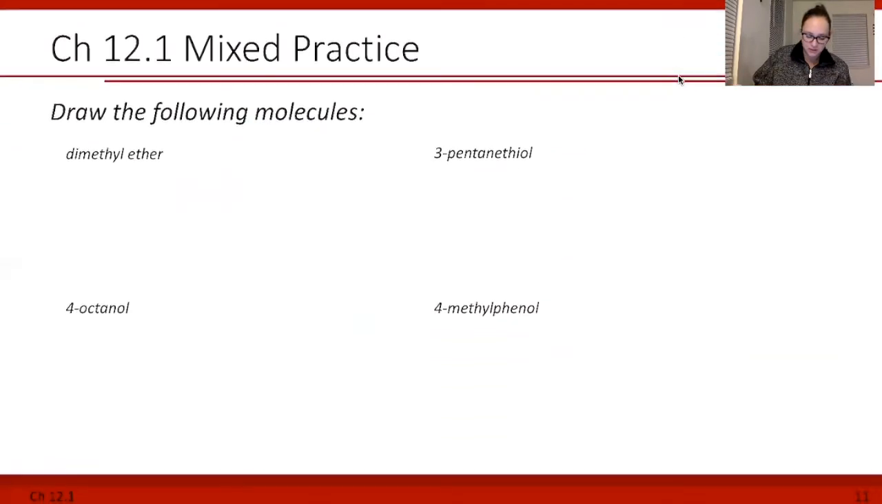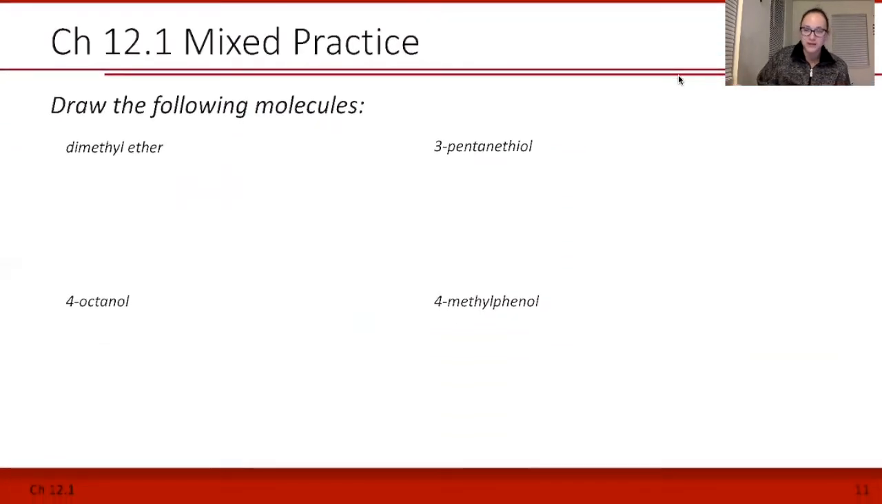Okay, let's go on to the opposite. We're going to be given the name and we need to draw the molecule. So first off, we have dimethyl ether. So I know that an ether is an oxygen with something on either side. So I'm just going to draw that. That's how I like starting off with ethers, is you just put an oxygen and then you can fill in either side. In this case, this is actually the answer because we have a methyl group on either side.